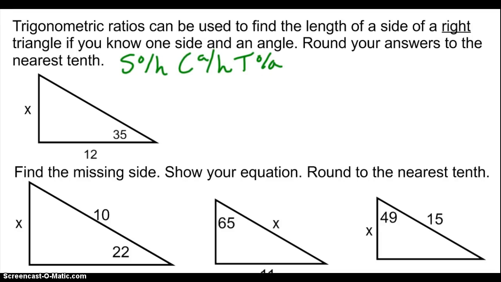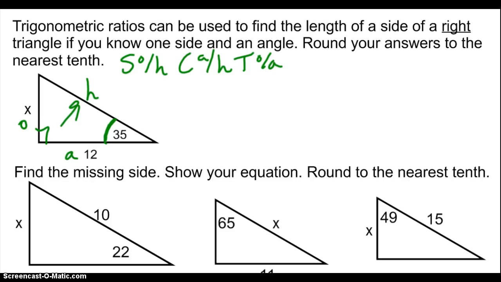There it is, SOHCAHTOA. And by labeling the sides of our right triangle, here's the angle we're working with today, 35. So our adjacent side will be 12, our opposite side will be x, and our hypotenuse will be, well, the hypotenuse.